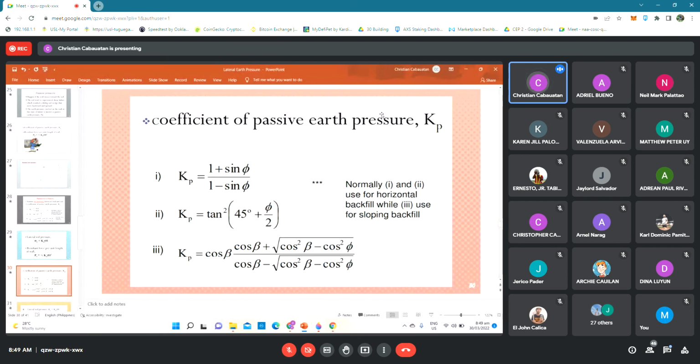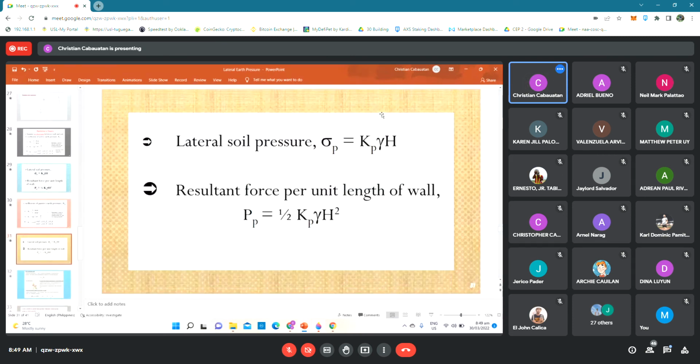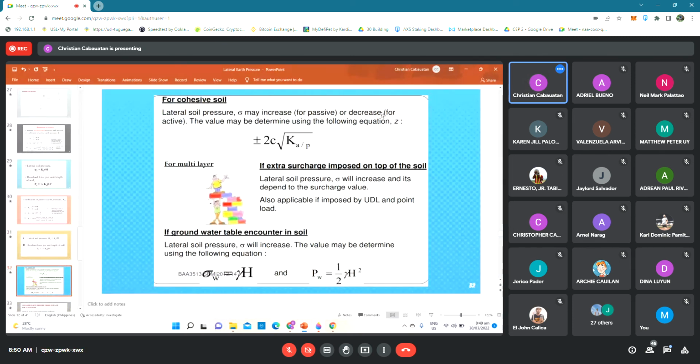So simply, the passive is the inverse of your active, the opposite of active. So to get Kp, it is equal to 1 over Ka. So that's one. What happens if there is a cohesive soil? The lateral soil pressure will increase for passive and decrease for active.